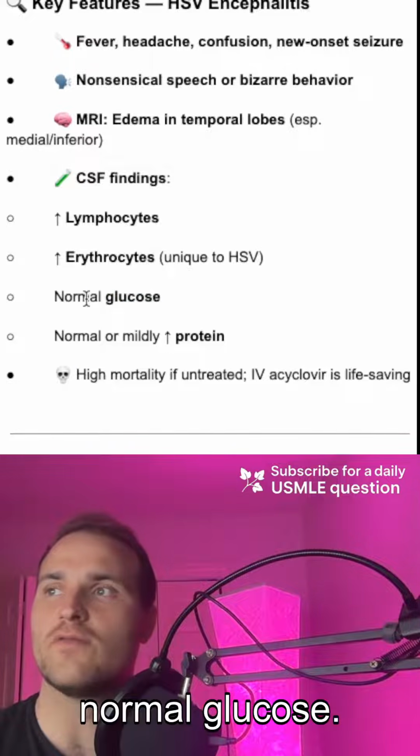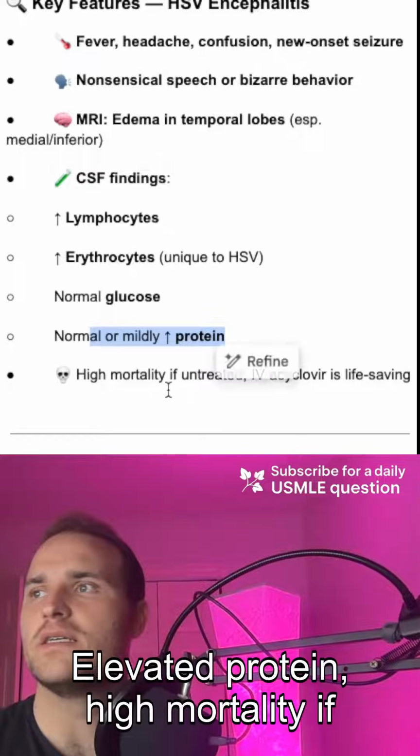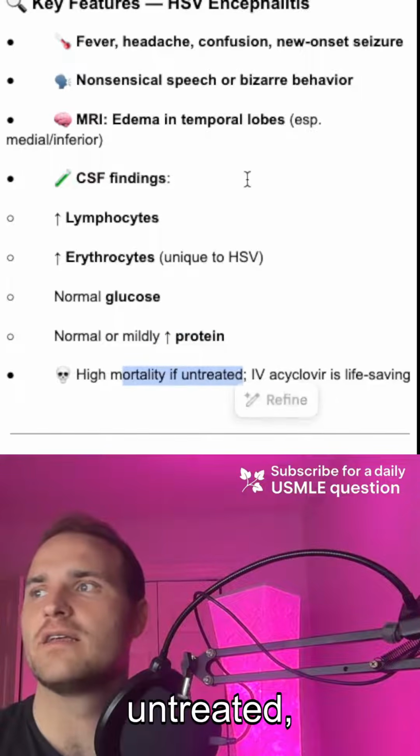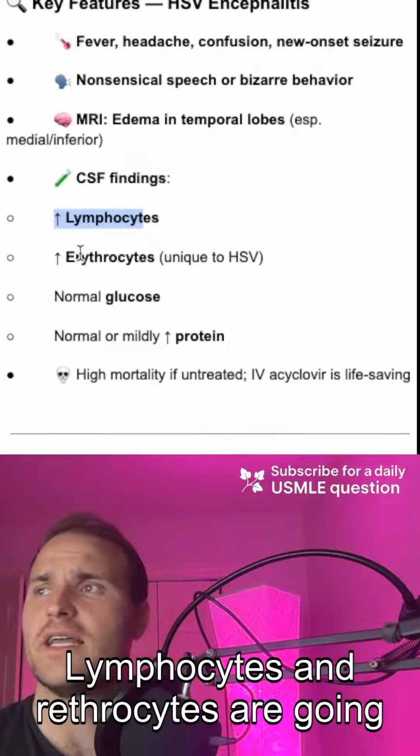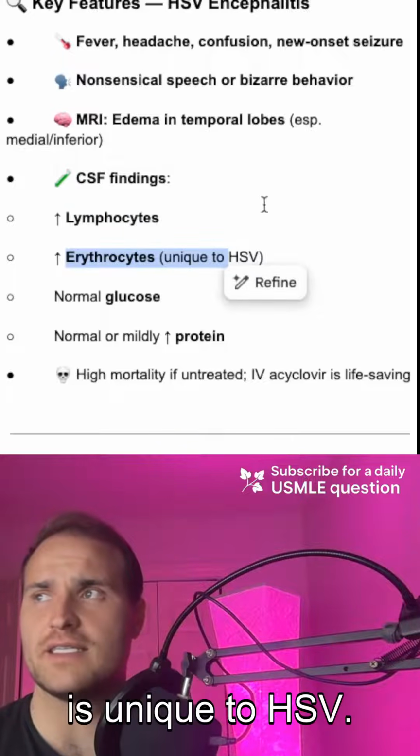CSF, this is important, you'll have normal glucose, elevated protein, high mortality if untreated. Got to give them acyclovir. Lymphocytes and erythrocytes are going to be increased, and erythrocytes is unique to HSV.